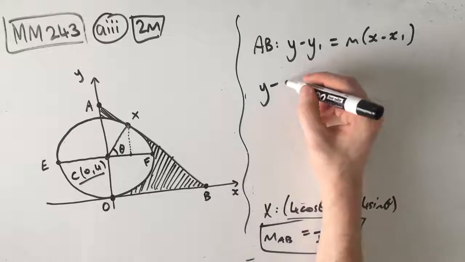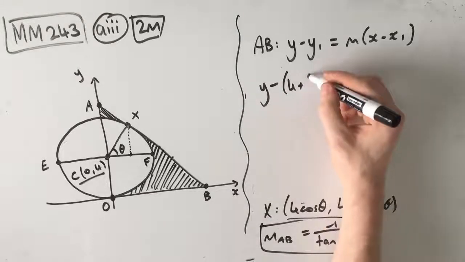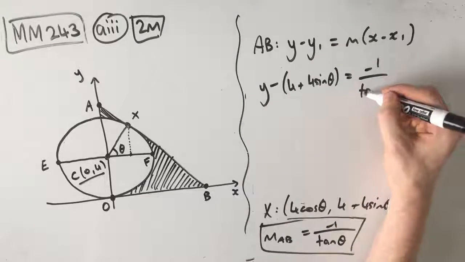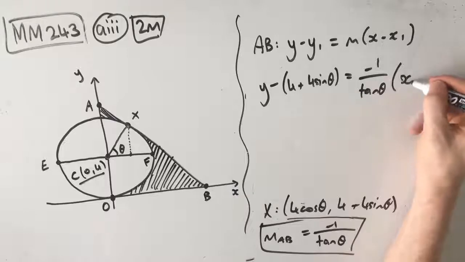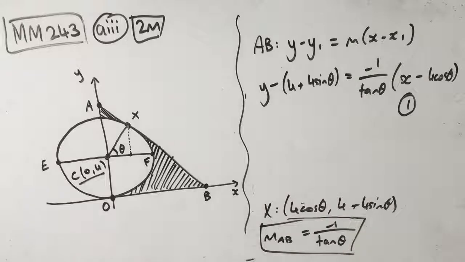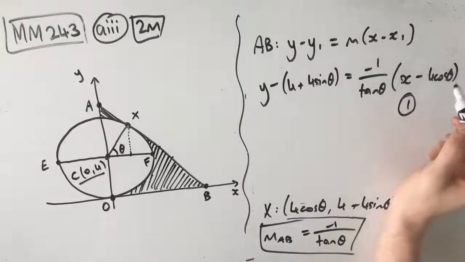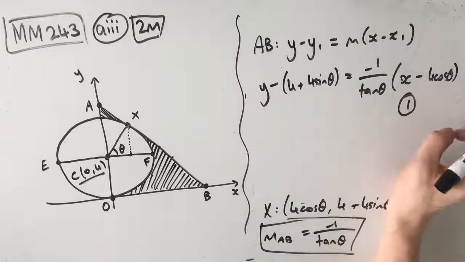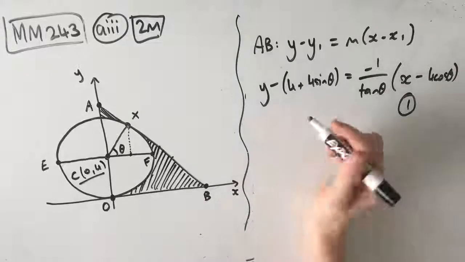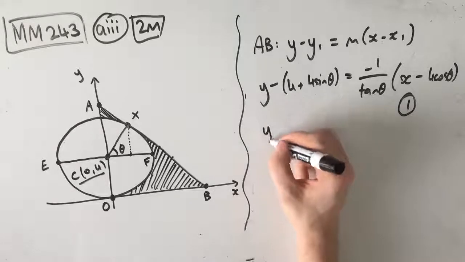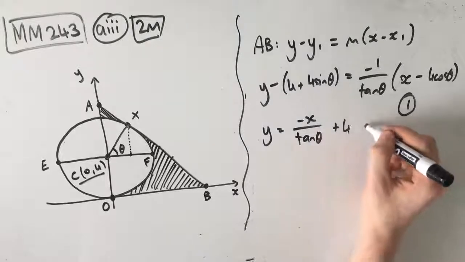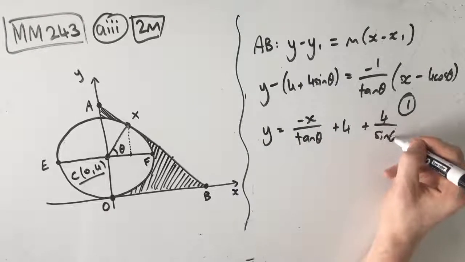Which means that we can sub in these values now. So y minus (4 plus 4 sine theta) is equal to -1 over tan theta, which is our gradient, outside of x minus 4 cos theta. And this is our first mark. So this is a 2-mark question. We get our first mark by subbing this into the gradient formula, into the tangent formula. Once we've done that, we can go through a whole bunch of rearrangement, and we end up with y equals -x on tan theta plus 4 over sine theta.